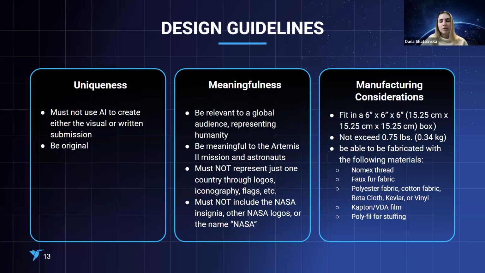So that includes Nomex thread, faux fur fabric, polyester fabric, cotton fabric, beta cloth, Kevlar, or vinyl. It could be Kapton/VGA film, and we could use polyfill for stuffing. So keep that in mind when you create your design. You can also research the materials a little bit more, and we have additional description to the materials available on that same files page, where we provide a bit more details into different parts of the submissions and the challenge itself. Next slide, please.